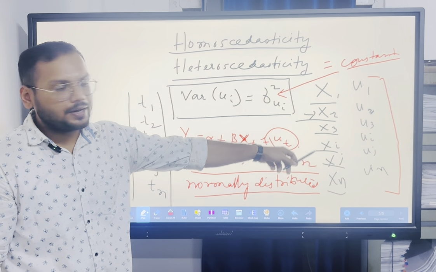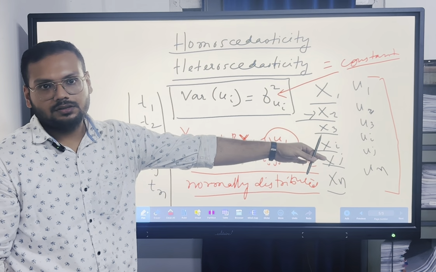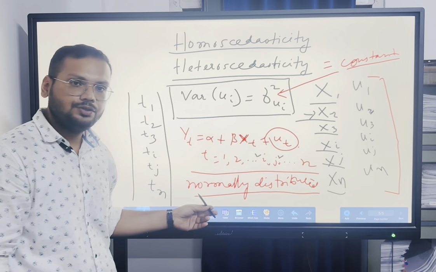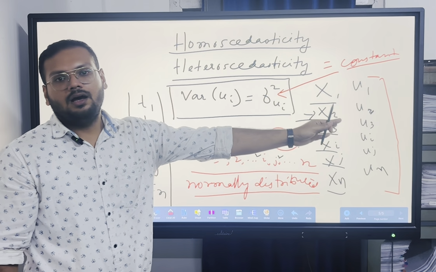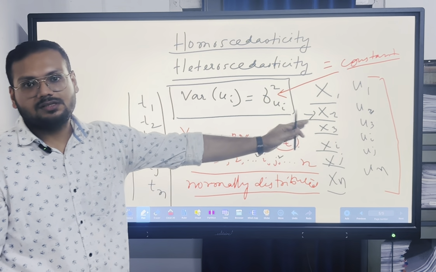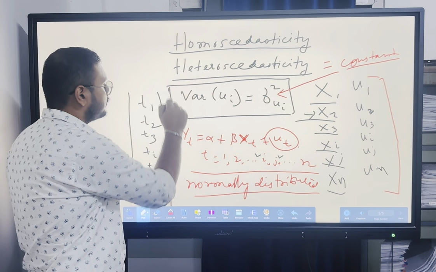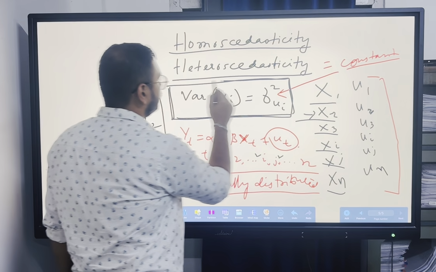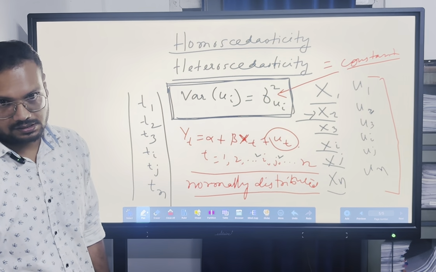So from that perspective, the probability distributions of all the error terms should follow a normal distribution, and also the variance of these various values of the error terms has to be constant. Okay, so we just write this in a simple form in this manner. The variance of ui is equal to a constant.